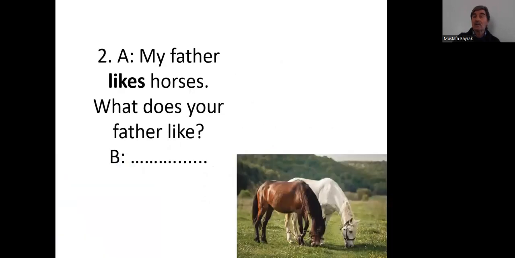Two, my father likes, okay? Yes, state verb, no ing. My father likes horses, but you can translate it into your native language or mother tongue as if it is continuous tense. Yes, my father likes horses. What does your father like? My father likes goats.